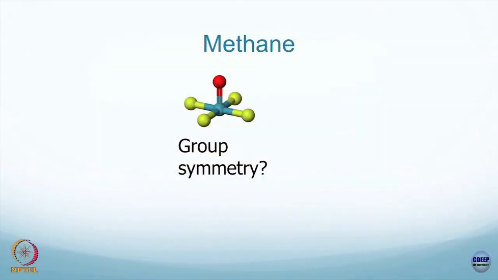Methane is another molecule where you have a carbon at the center and hydrogen atoms, CH4. Am I right? I'm sure all of you have done enough chemistry to at least know these molecules and how they look. So here again you can start writing what are the group elements. One is fourfold axis symmetry, rotation by 90 degrees, which will exchange all the hydrogen atoms, but there is mirror symmetry also and you have to exhaust what are the symmetries, okay.